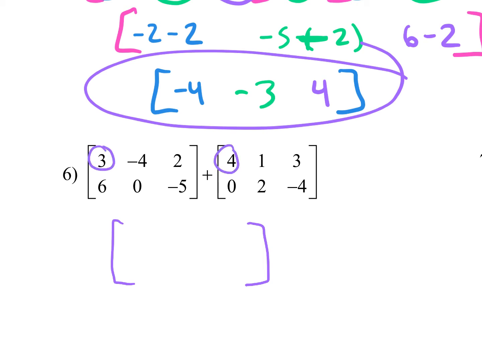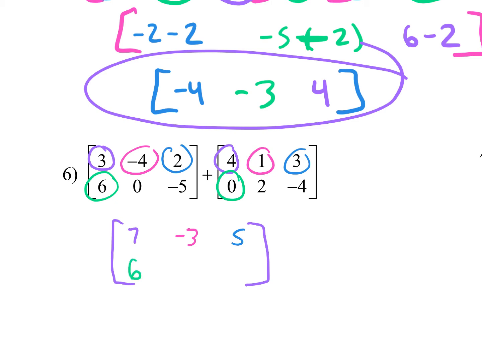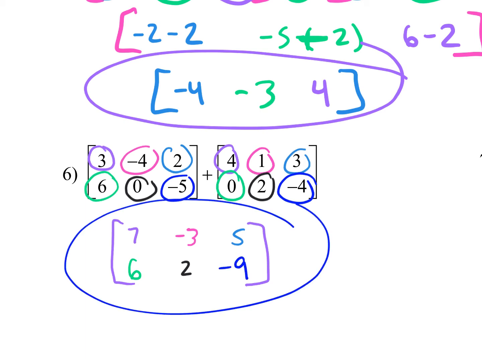What's 3 plus 4? 7. What about -4 plus 1? -3. 2 plus 3? 5. 6 plus 0? 6. 0 plus 2? 2. And -5 plus -4? -9. Awesome. So that's our answer.